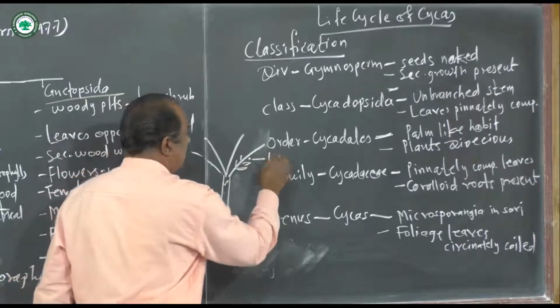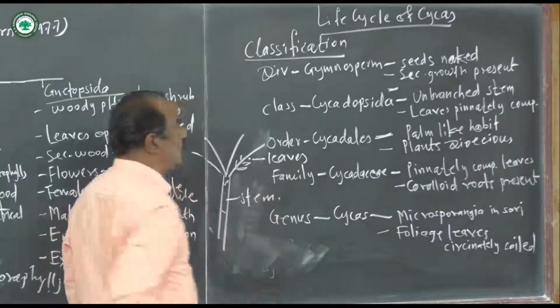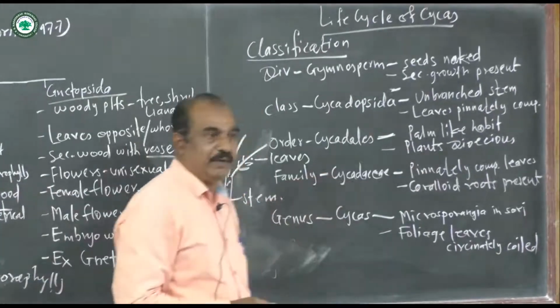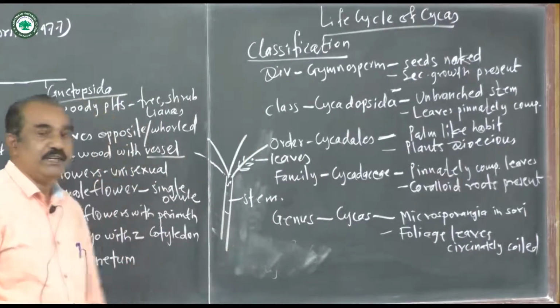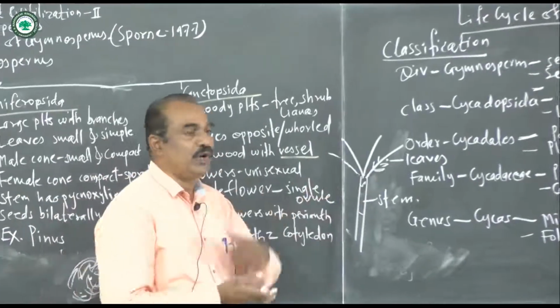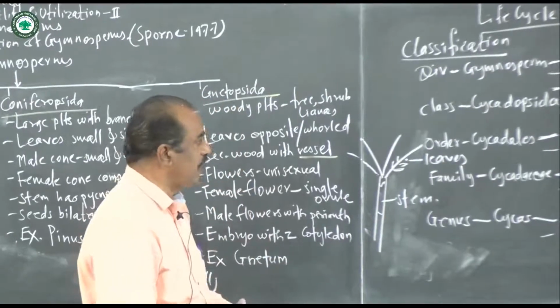This is the crown of leaves, and this is the stem. So this type of habit is called the palm-like habit. That means at the base there is only one stem, it is unbranched, and above this there is a crown of the leaves. Such a type of habit of a plant is called the palm-like habit.